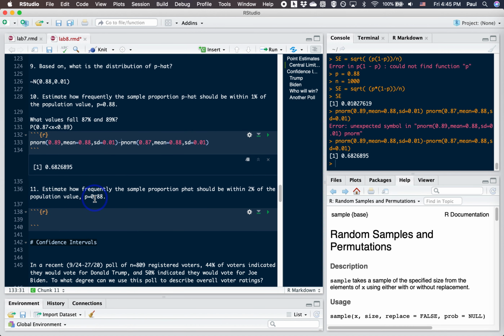And so the last question for this portion is for you to do the same thing, but find the 2% margin: what percentage of the population falls within 2%.